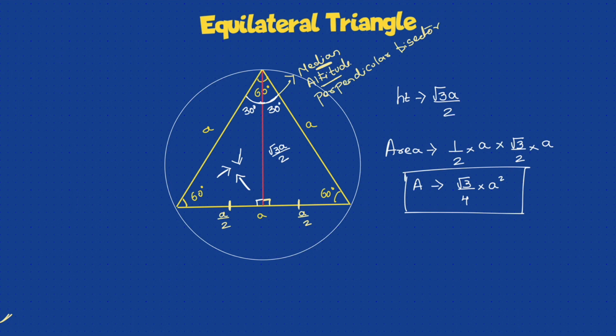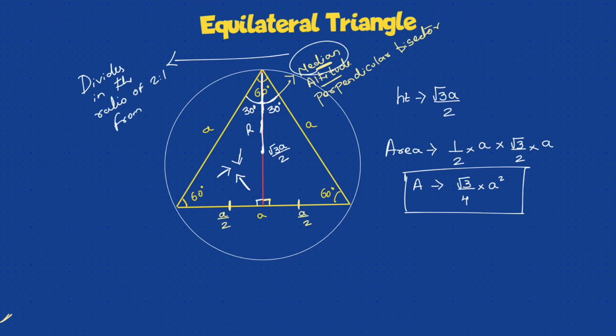Now let's draw a circumcircle. Okay, outside, touching the three vertices. What will be the circumradius? What will be the radius of this circle? Now remember this, we'll derive this. Median always divides in the ratio of 2:1, where 2 is always from the vertex and 1 is from the bottom. And this point is something called the circumcenter, which is the intersection of the medians.